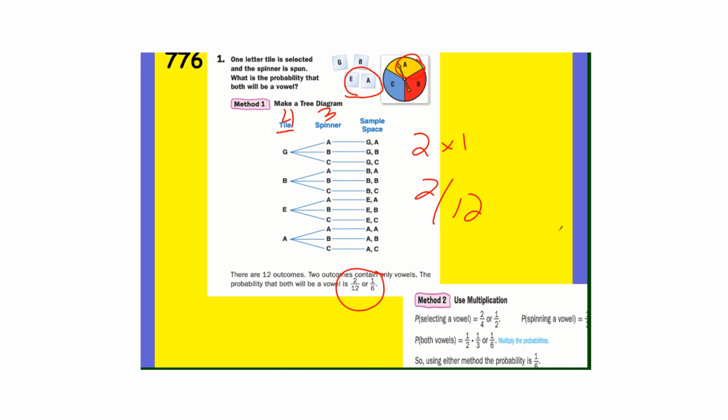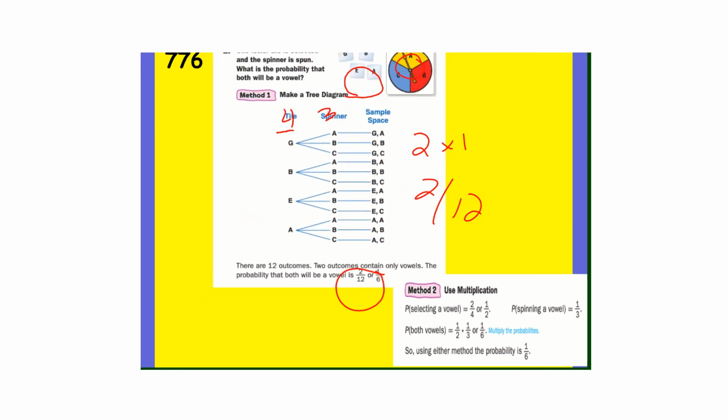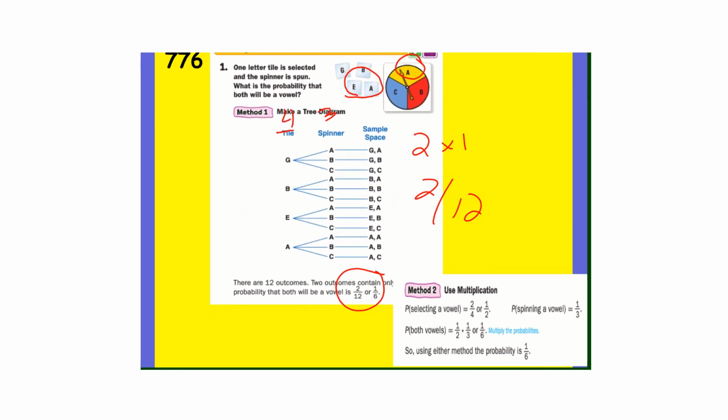Okay. Then they show you a different way if you want to use this way. It's just another method. The probability of selecting a vowel is 1/2. Half of these tiles are vowels. 1/3 of the spinner is a vowel. So 1/2 times 1/3, and you have your 1/6.